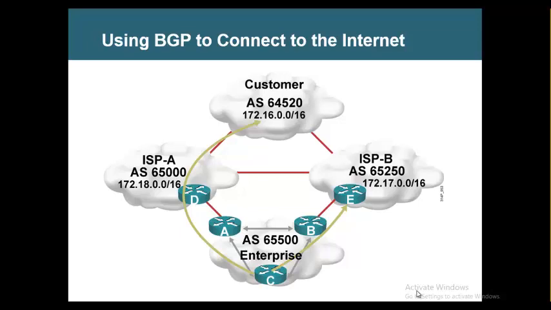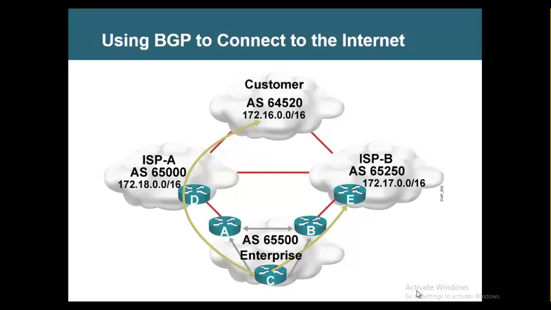Especially if an enterprise connects to more than one ISP, even in the enterprise you need BGP. So BGP is not only between the service provider networks, it can be seen even between the service provider and the enterprises. You see, there is an example here. The 65500 autonomous system is BGP's autonomous system number. And the enterprise is running BGP on routers A and B, learning routes from two different ISPs.